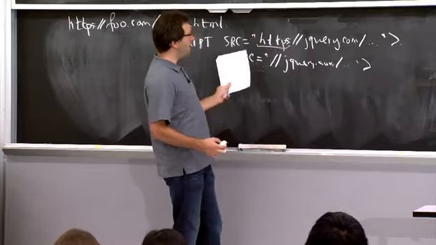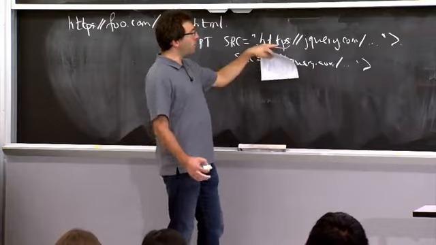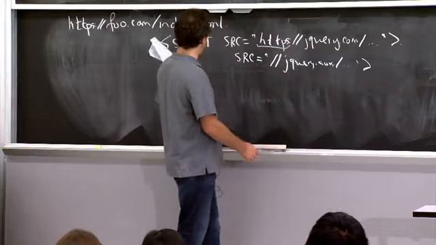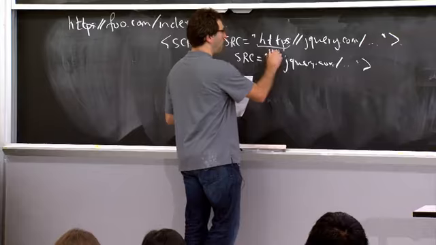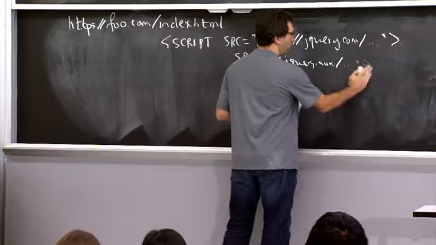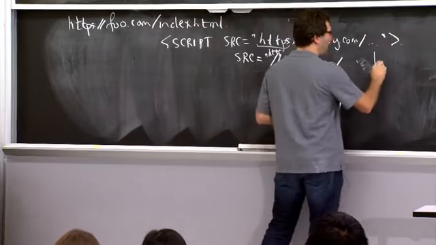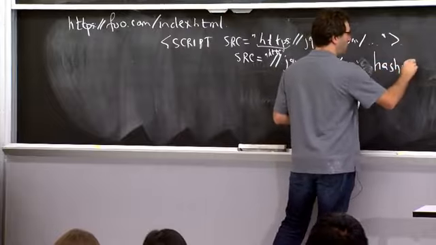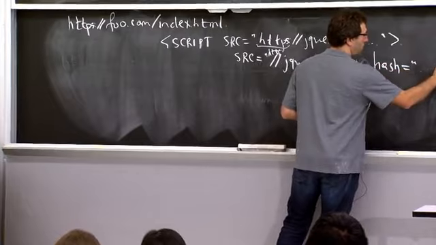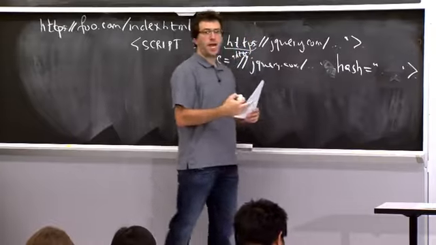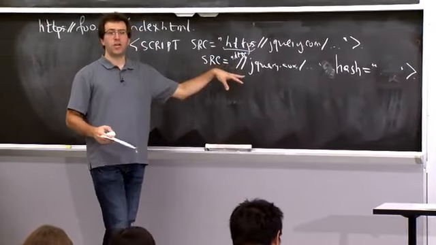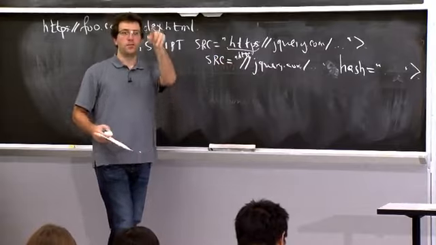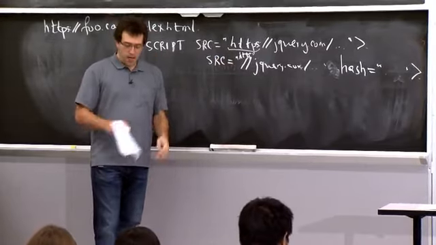So instead of having to refer to jquery.com with an HTTPS URL, maybe what you could do is just say, script source equals jquery.com, maybe even HTTP. But here, you're going to include some sort of a tag attribute like hash equals, and here you're going to put in let's say a SHA-1 hash or a SHA-2 hash of the content that you're expecting to get back from the server. Question? What's the spec called?